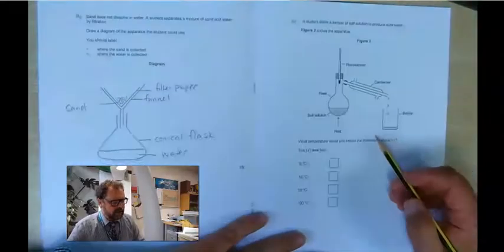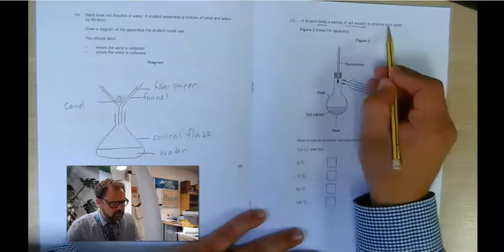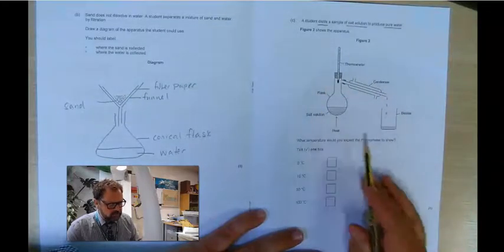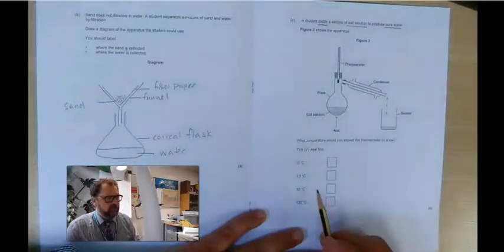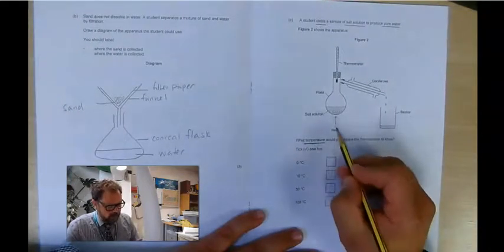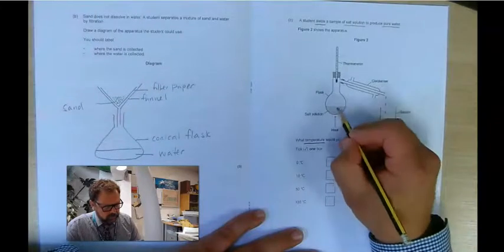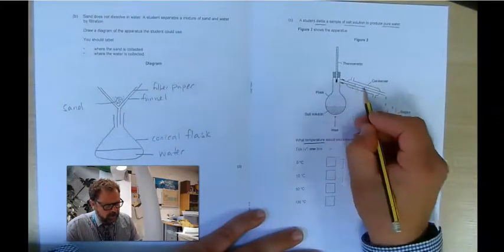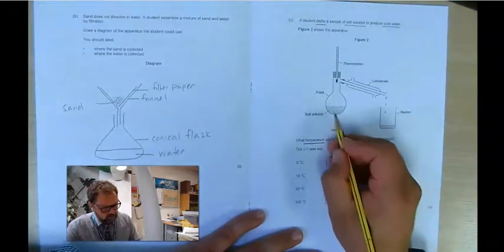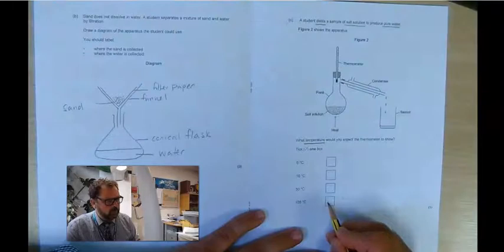Okay, part C is about distillation. The student distils a sample of salt solution to produce pure water. I've got a diagram of standard apparatus to do distillation with, and the question is, what temperature would you expect the thermometer to show? So think what's happening here. I'm heating up my salt solution. It's going to be boiling so that the water vapor is rising up here and entering the condenser. Distillation works because the water is going to boil and the salt is going to be left behind. Water boils at 100 degrees Celsius.